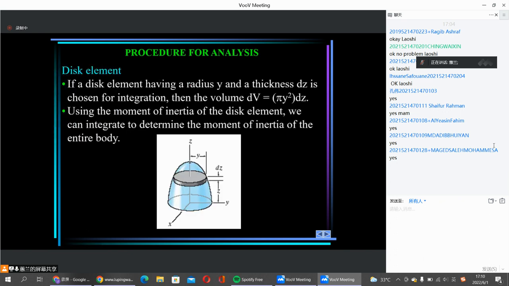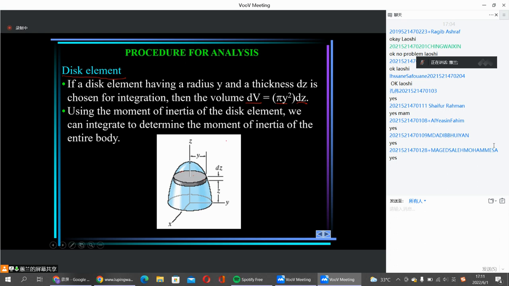And then sometimes you can choose a disk element. Just like here, we choose a disk element. If we choose a disk element, the disk has a radius y and a thickness dz, so the volume of the element will be equal to pi y squared, the area of the disk, times dz. dz is the thickness. Then we can integrate to determine the moment of inertia.